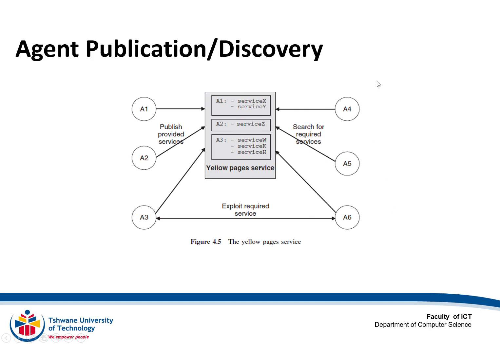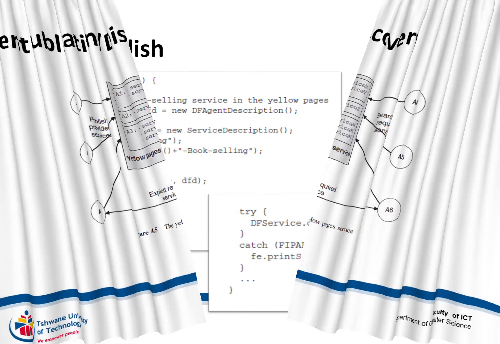In other words, given the 3 agents and their services that are published, other agents can check and discover what existing agents already provide, so that they don't have to reinvent the wheel, but rather utilize what exists as services from other agents. And that is basically the purpose of this particular slide.